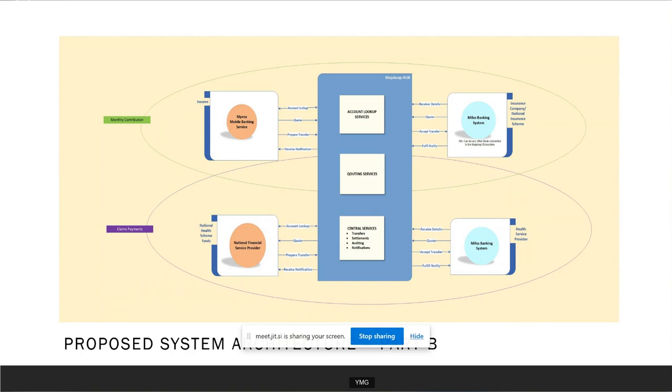Another scenario would have been the claims payment. Suppose an insuree goes to the hospital and has incurred certain charges, and the claims are made by the hospital to the insurance service provider. Then the claims can be paid through the MojaLoop system using an account that is registered on MojaLoop. So this is another scenario. And this design basically explains the architecture that we were looking at.